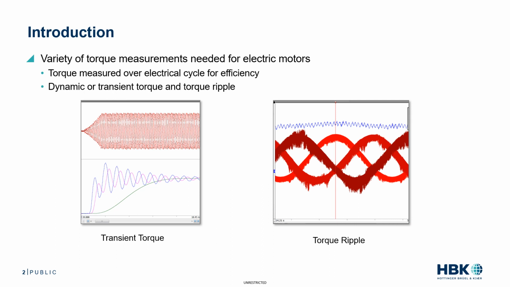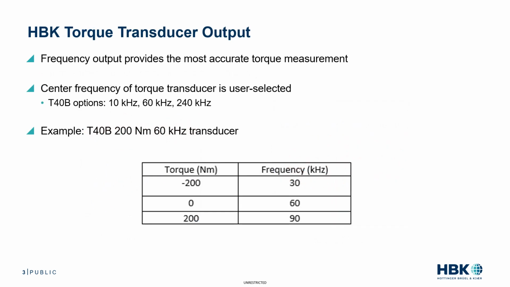However, there are many interesting things happening with torque that occur on a much faster time scale than the electrical cycle. For that reason, Perception also provides more dynamic torque measurements through the instantaneous torque and raw torque signals. HBK recommends using the frequency output of a torque sensor to get the most accurate torque measurement with ePower.